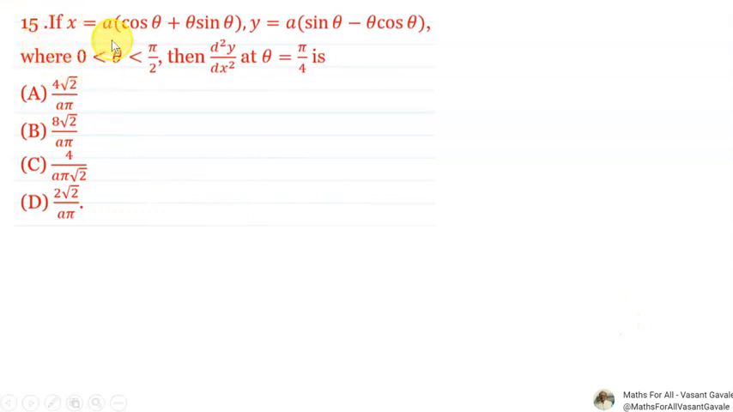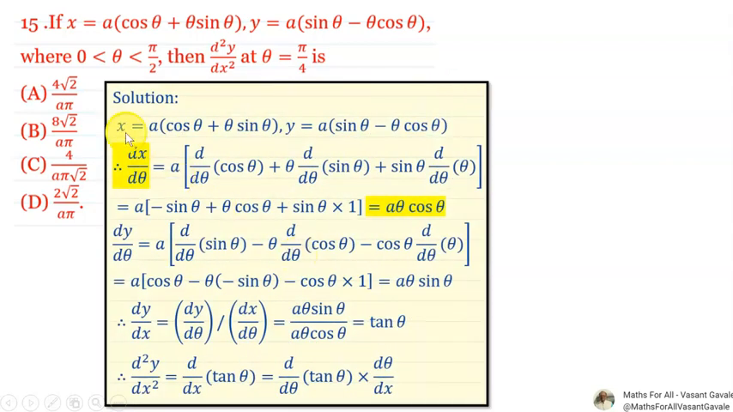If x is equal to a times (cos theta plus theta into sin theta), y is equal to a times (sin theta minus theta into cos theta), where theta lies between 0 to pi by 2, then d2y by dx square at theta equal to pi by 4 is. Okay. Again here x is equal to a (cos theta plus theta into sin theta), y is equal to a (sin theta minus theta into cos theta).